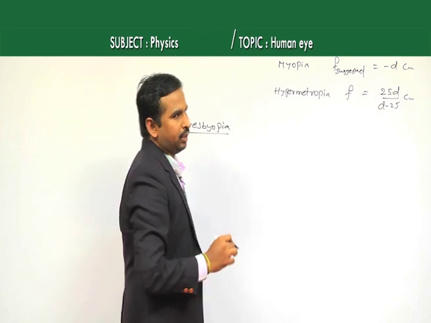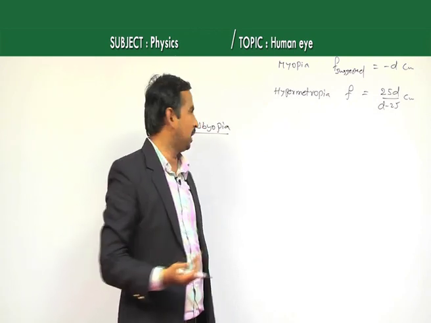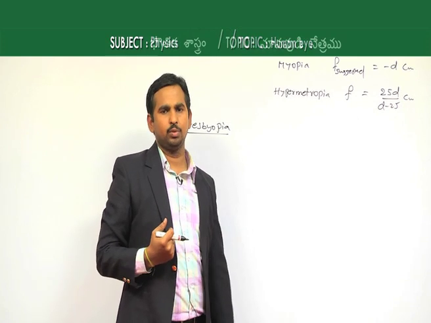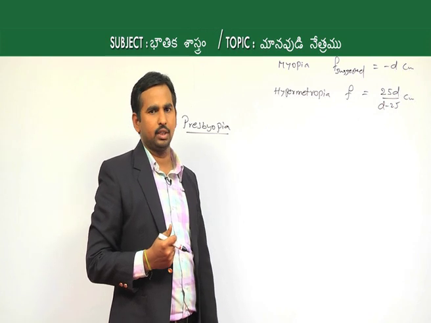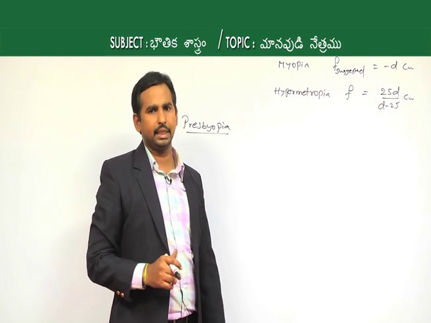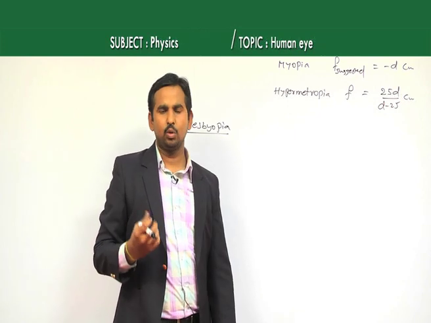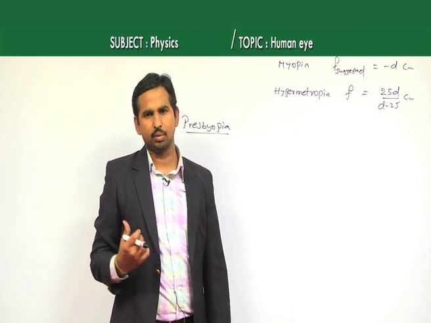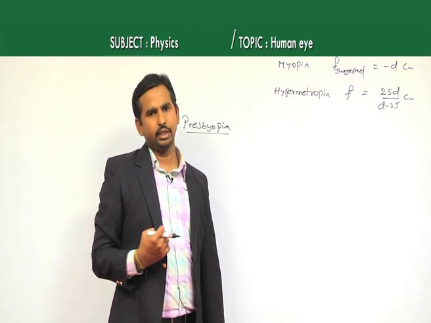Presbyopia comes about due to aging. If the ciliary muscles have been working for a long time, we get this problem of presbyopia, which we mostly see in old people. For a long time the ciliary muscles have been working, so they go to a relaxed position and are not able to converge these light rays onto the retina.